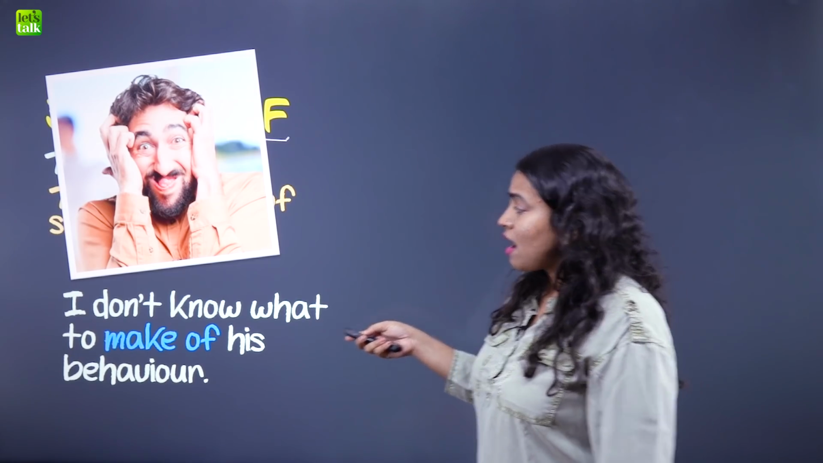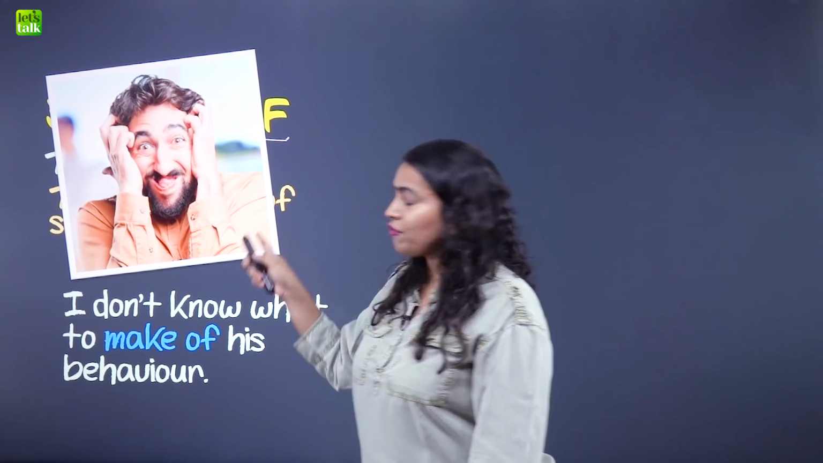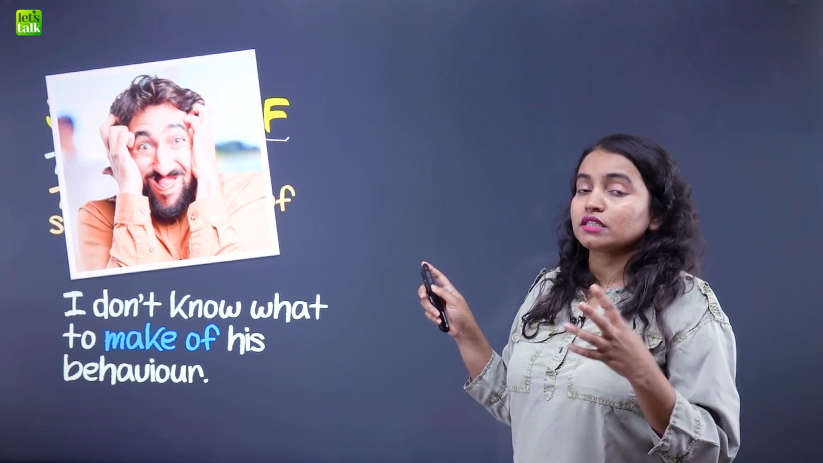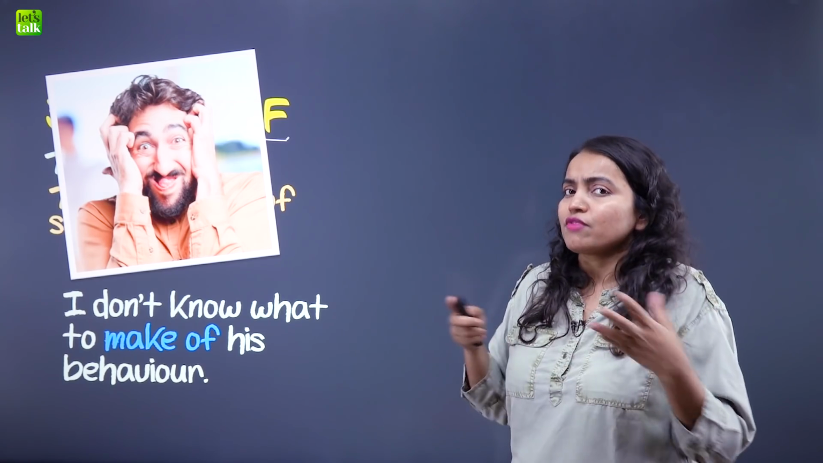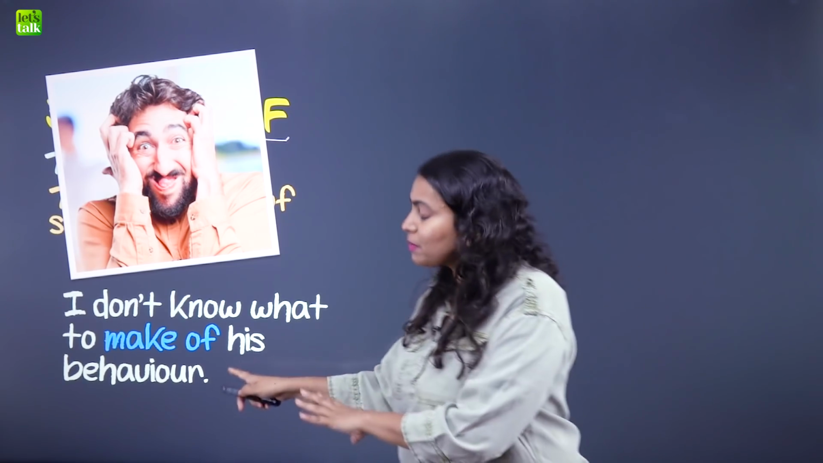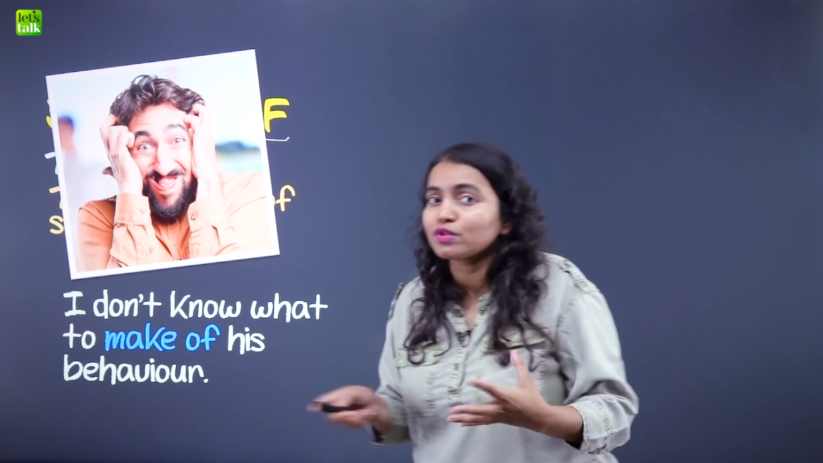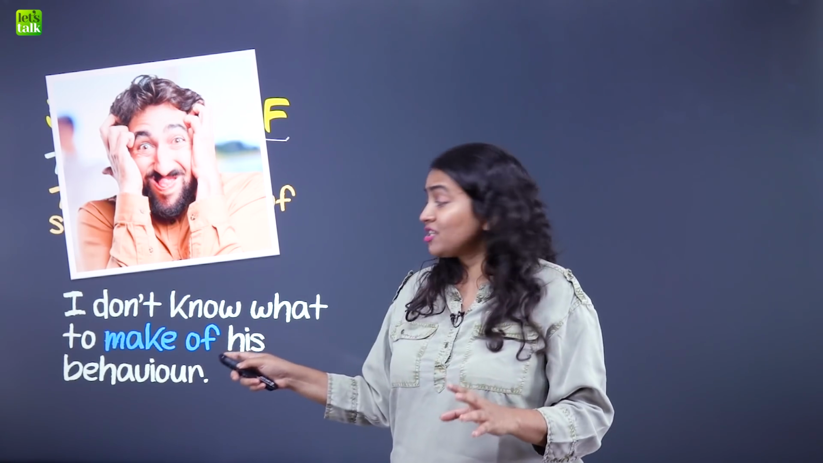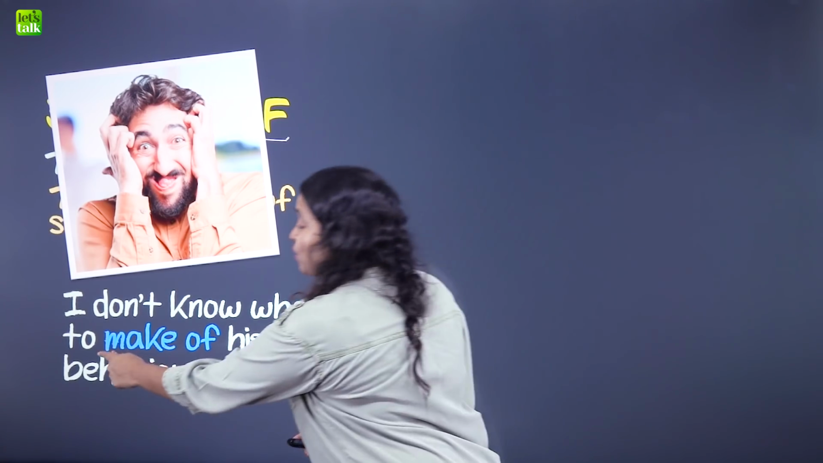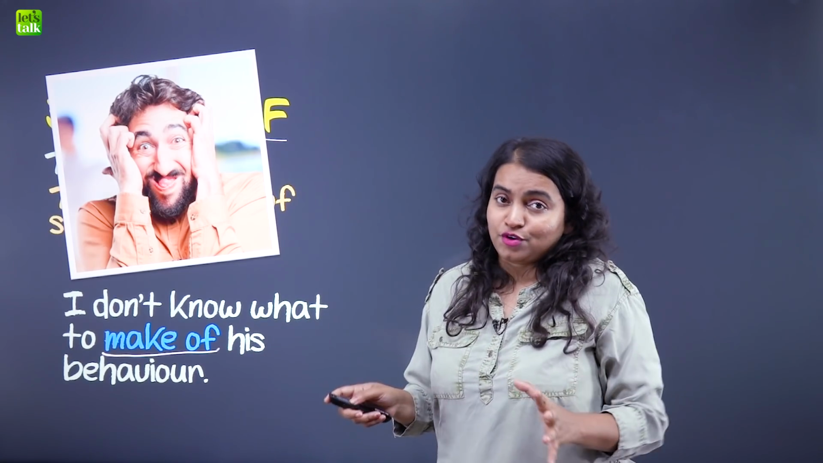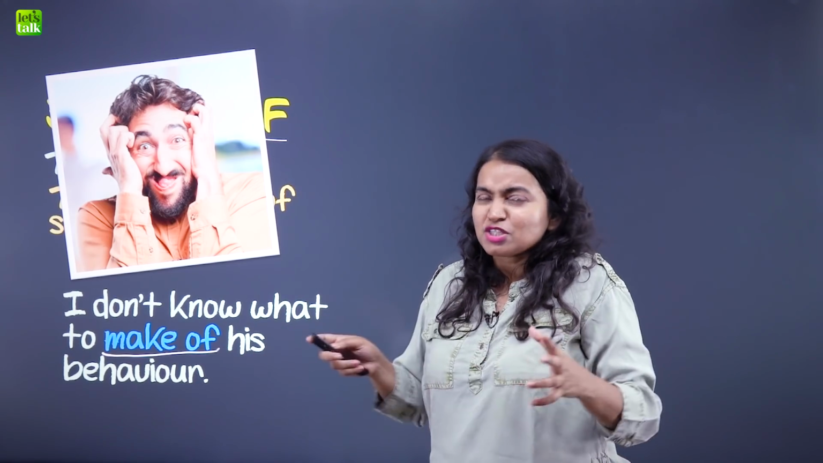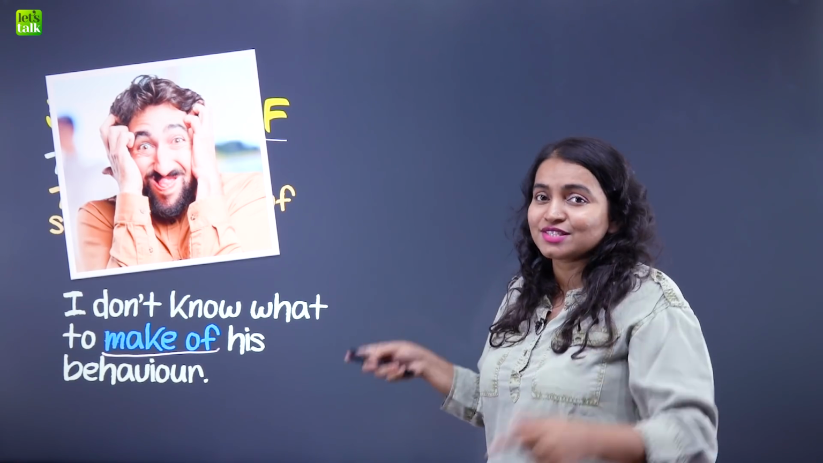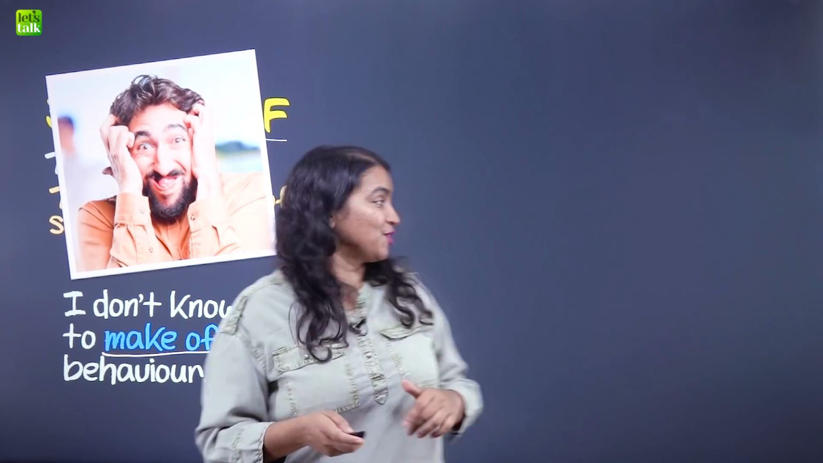You could say, I don't know what to make of his behavior. So this guy out here is quite strange, he's quite erratic, and he's probably not behaving like he usually does. So you're simply saying, I don't know what to make of his behavior. I don't understand his behavior. It just means that you're not able to make sense of his behavior. Okay, so you must use this sentence very often and this expression.